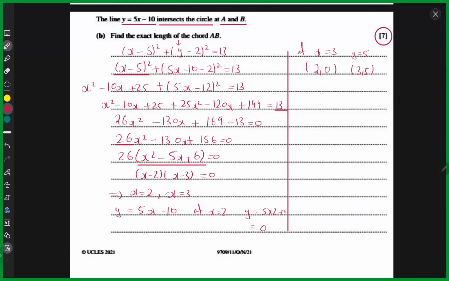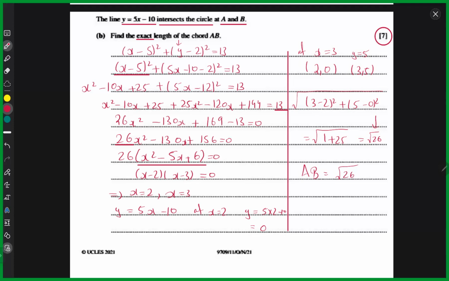Now, you're just supposed to apply the distance formula. x2 minus x1, so 3 minus 2 squared plus 5 minus 0 squared, and this is going to give you 1 plus 25, and this is going to be root 26. So the question was to give the exact length. Whenever you come across this word exact, always remember that you need to give the final answer. If you're getting something in surds, just leave it as it is. You'll say that AB is basically equal to root 26.